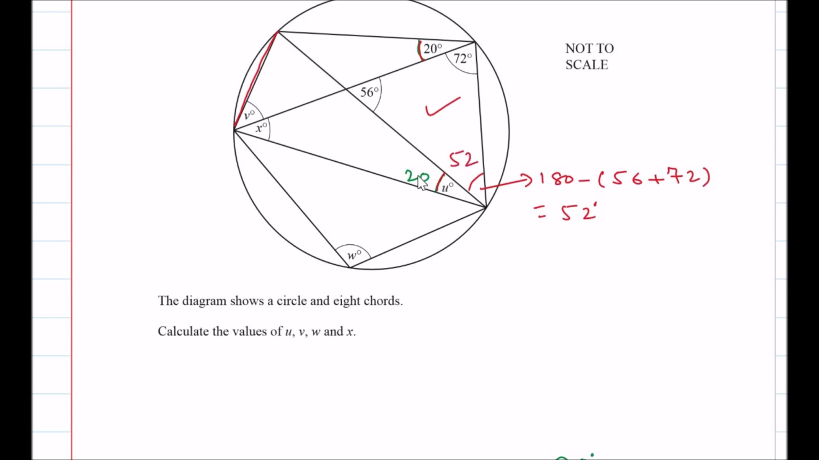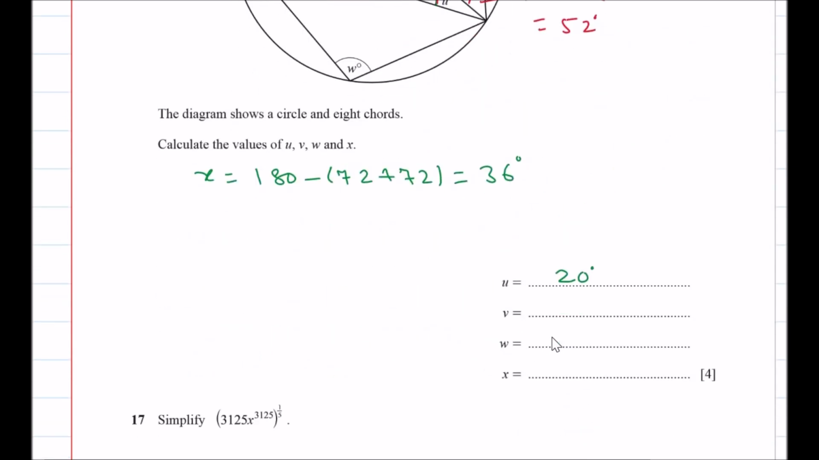Now 52 plus 20, this is 72. Now take this bigger triangle where x is the vertex angle. So x plus 72 plus 72 equal to 180. To find x, what we can do? X equal to 180 minus 72 plus 72, and that gives us 36 degree. So x equal to 36 degree.